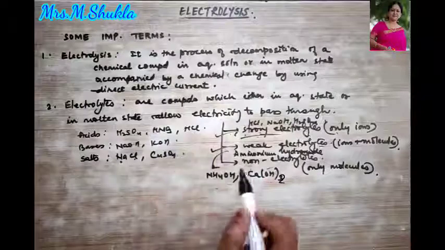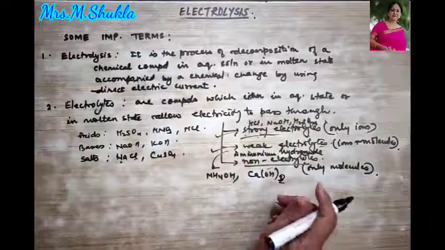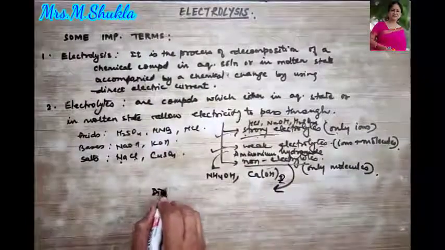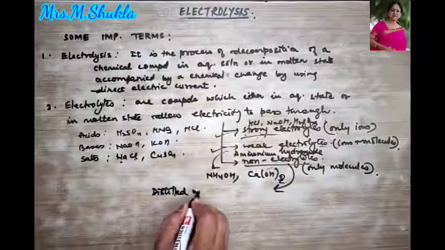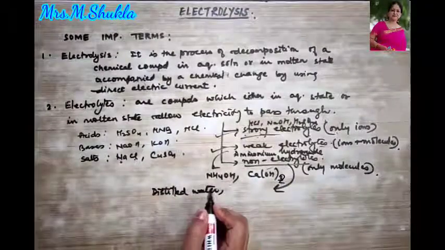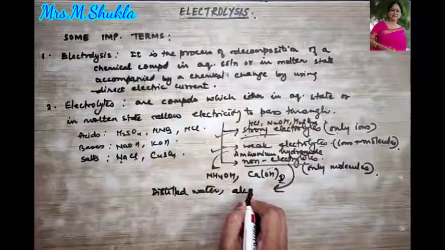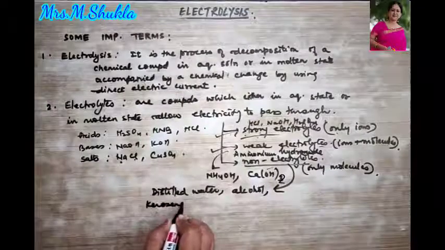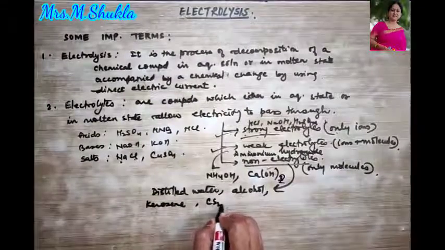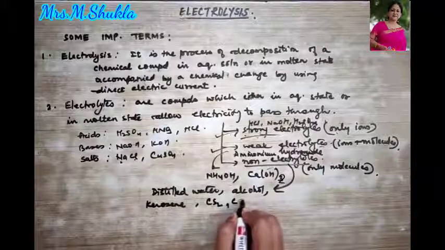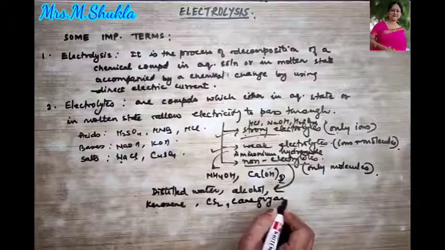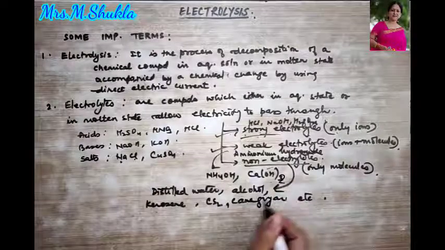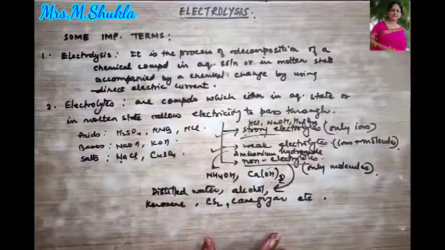Okay, now coming to some non-electrolytes. Non-electrolytes could be distilled water. Then you can also understand alcohol, then even kerosene, then carbon disulfide, then cane sugar, etc. So these are all non-electrolytes. I hope this much is clear to all of you.